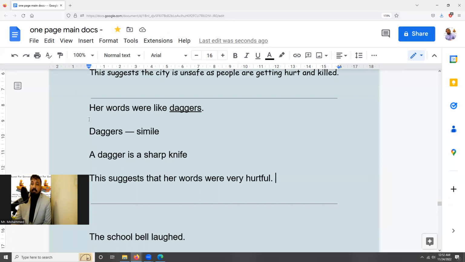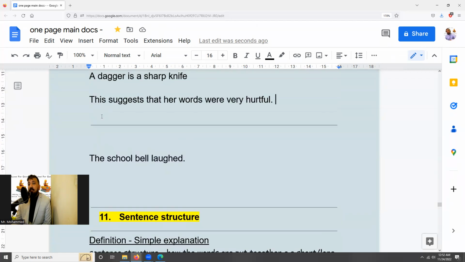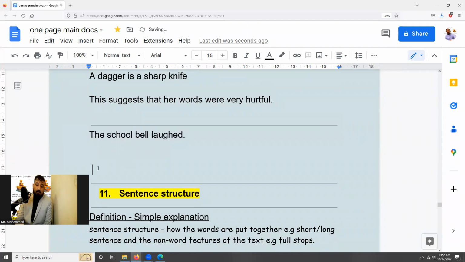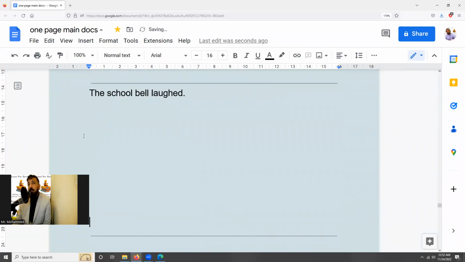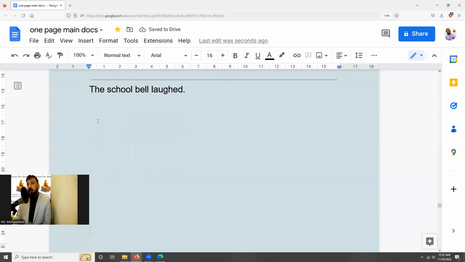Okay, good. And finally, we will look at this last example. We have the quote, the school bell laughed. So what is the image? The image is laughed. Remember, it's the part that's not real. Bells don't laugh. It's the made up part. And then what is the technique? What type of image is it?